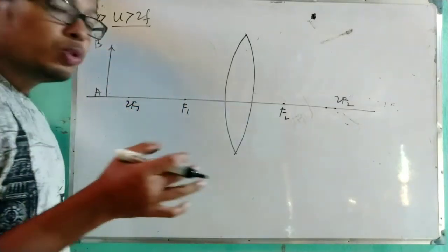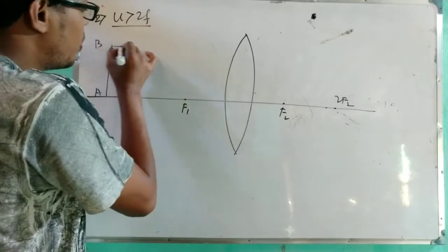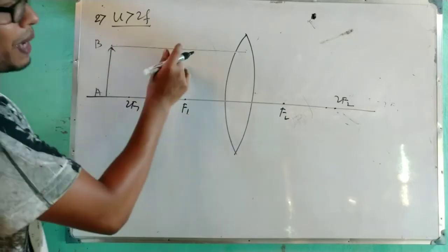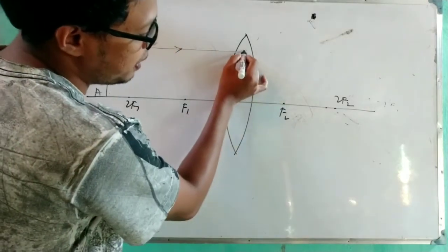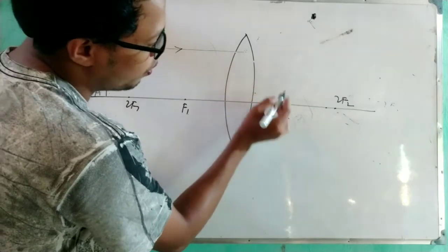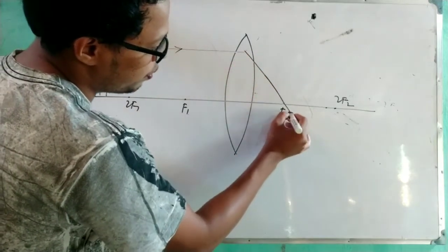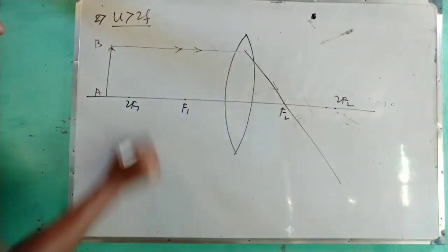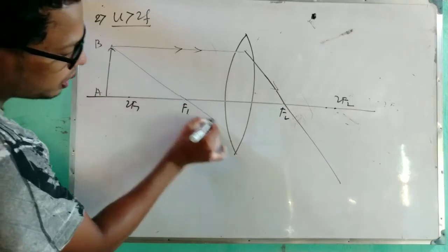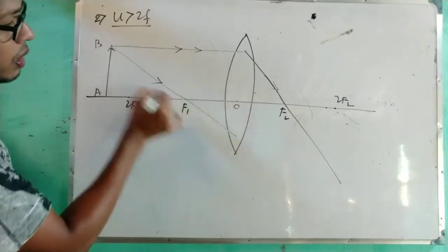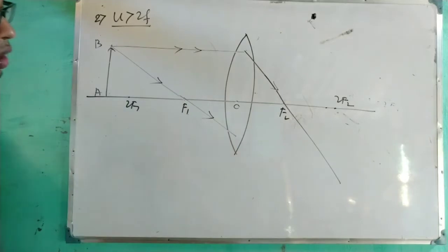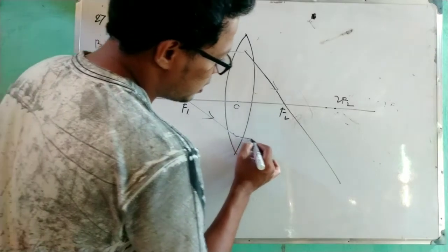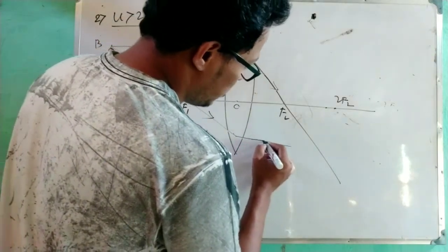So you have to choose two rules out of these three. Consider one ray coming from the top which is parallel with the principal axis. After refraction it passes through the focus. Now another ray which is passing through the focus, you can also take the ray passing through the optical center, but I am taking here the ray passing through the focus. So after refraction it becomes parallel with the principal axis.